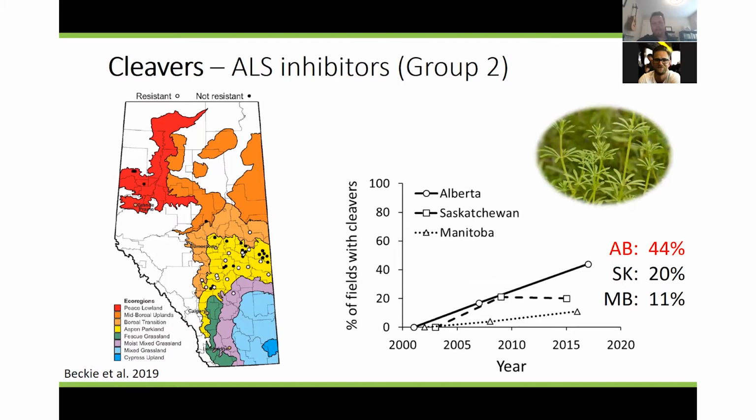Cleavers is a big one. So more isolated to kind of the central Alberta area, not as present in southern Alberta, but resistance showing up in the last survey at 44% of fields where cleavers was tested. So this is looking at group 2 resistance, and as I'll touch on later on, we also have group 4 resistance in cleavers.